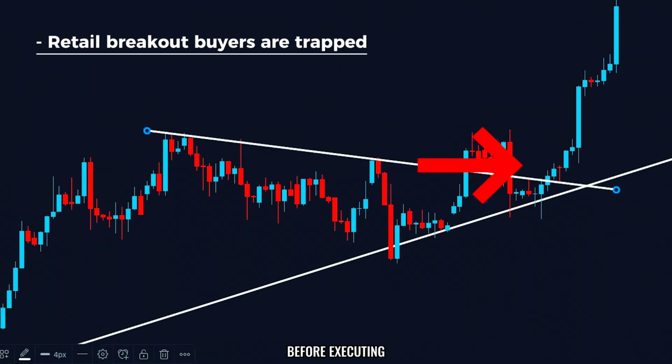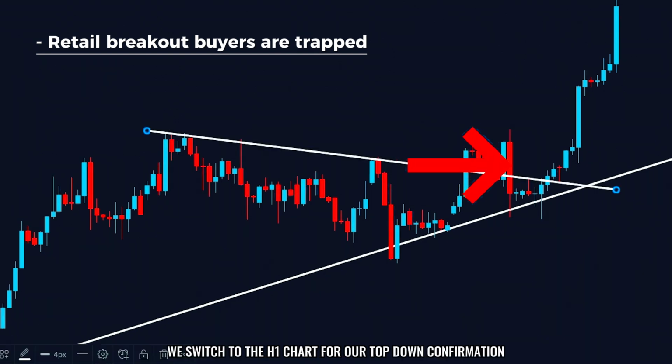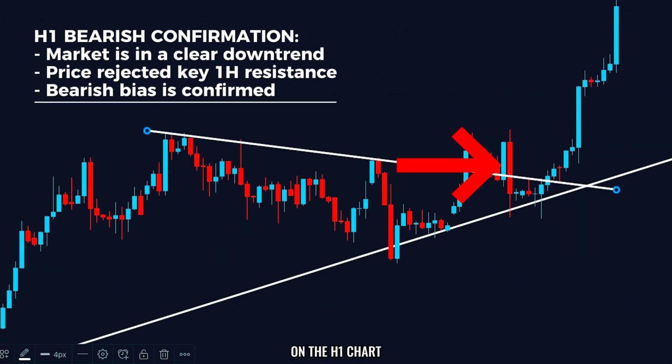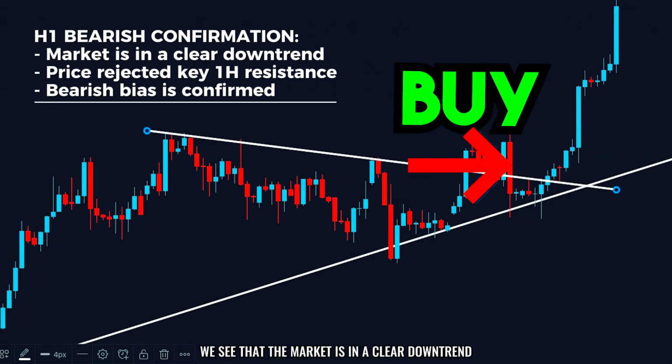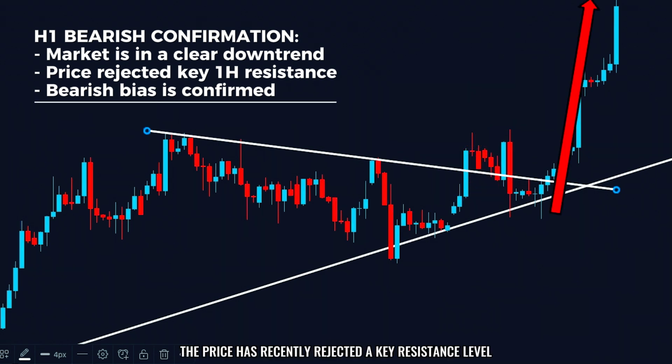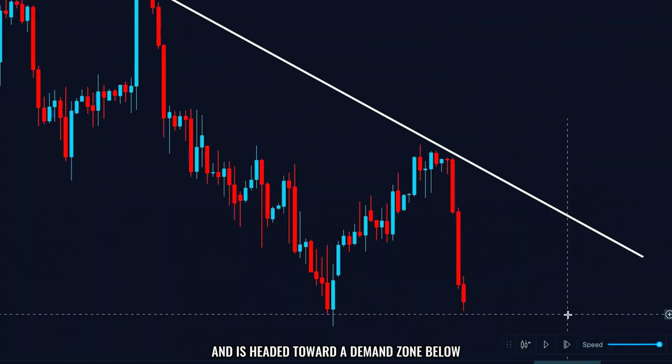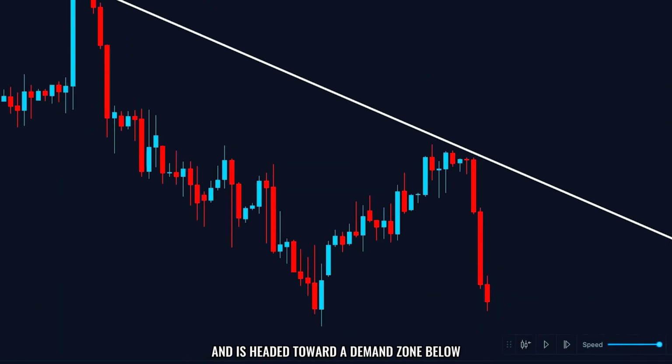Before executing, we switch to the H1 chart for our top-down confirmation. On the H1 chart, we see that the market is in a clear downtrend. The price has recently rejected a key resistance level and is headed toward a demand zone below. This confirms our bearish bias. We switch back to the 15-minute chart.